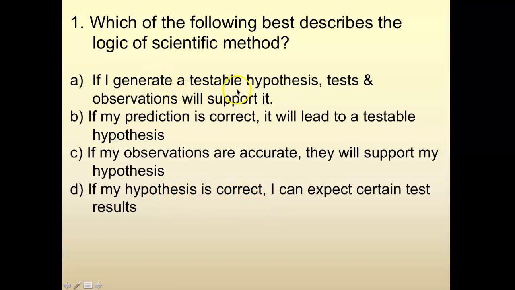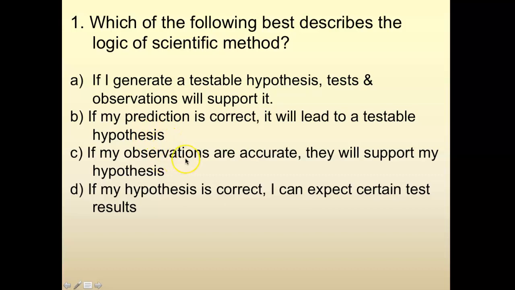If I generate a testable hypothesis, tests and observations will support it. No, your test doesn't have to support; really it's the data that would support it. Observations don't support it, so this is a kind of weird, incorrect statement. Letter B, if my prediction is correct, it will lead to a testable hypothesis. That's opposite. Your hypothesis happens first.